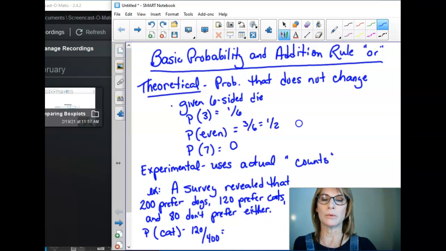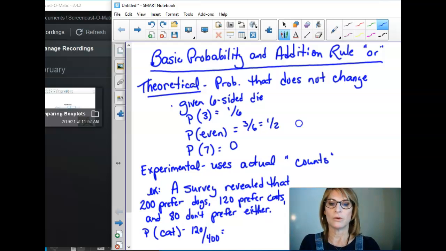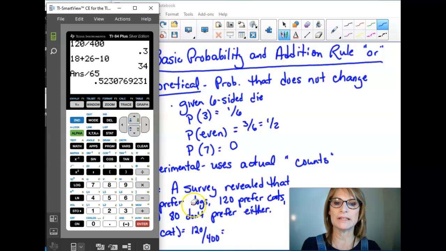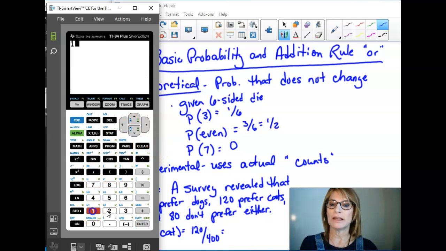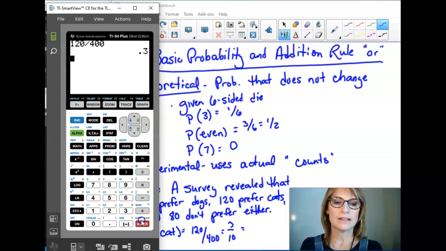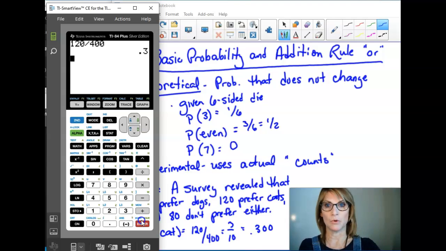Experimental probability, where we have actual counts, maybe we did a survey and asked people if they preferred dogs or cats or didn't have a preference. So the probability that someone would prefer a cat would just be cats out of the total, and then typically you will change your probabilities to a decimal answer if it's not a fraction that you already understand. Now this one would be okay either way. You could write it as 3/10 or you can write it as a decimal, and usually you'll use 3 decimal places.